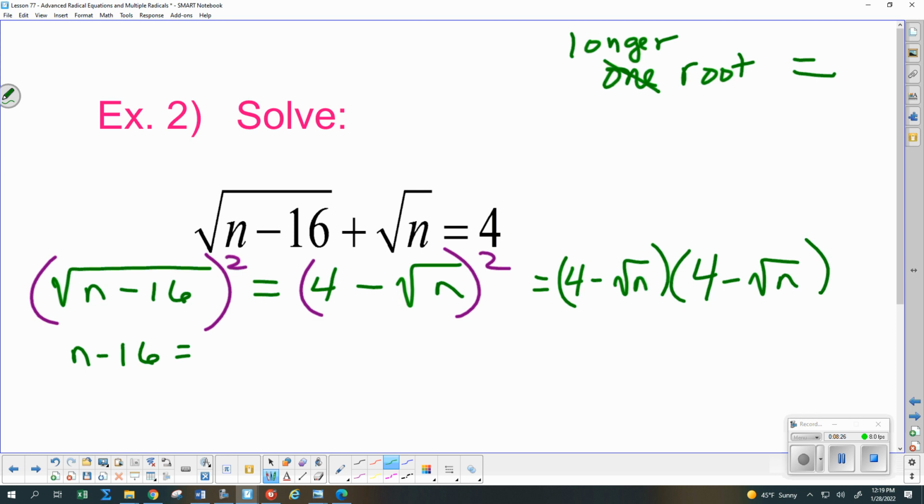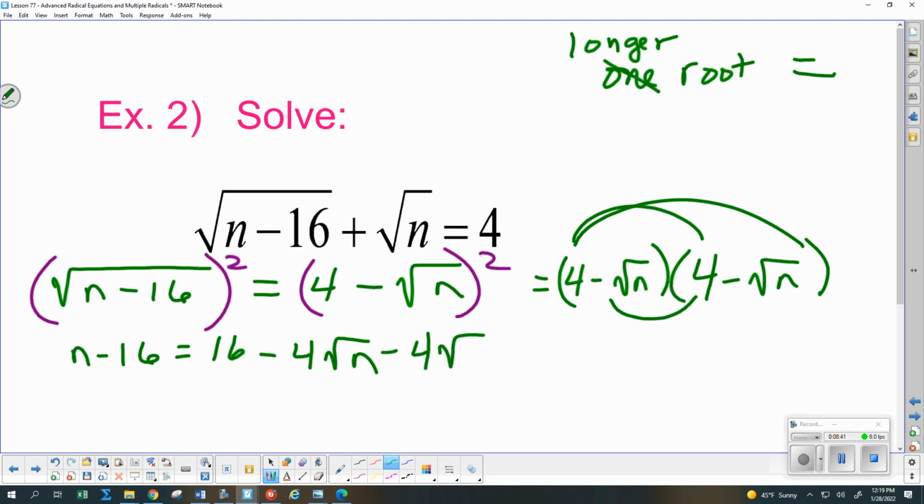So we have to FOIL that out. 4 times 4 is going to be 16. 4 times minus root n is minus 4 root n. Inside times inside is another minus 4 root n. And finally, minus root n times minus root n, minus minus is a plus. Root n squared is a regular n.